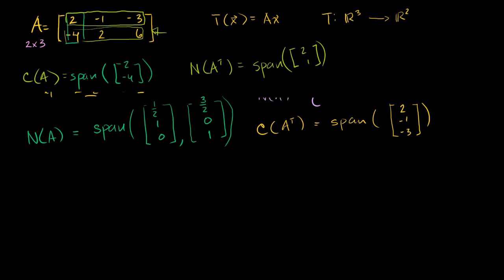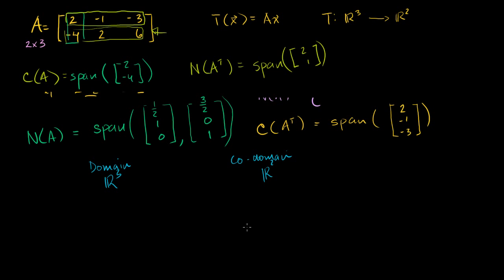So let's draw our domain and our codomain. I'll just write them very generally right here. You can imagine R3 is our domain, and then our codomain is going to be R2. And our T is a mapping, or you could even imagine A is a mapping between any vector there and any vector there when you multiply them.